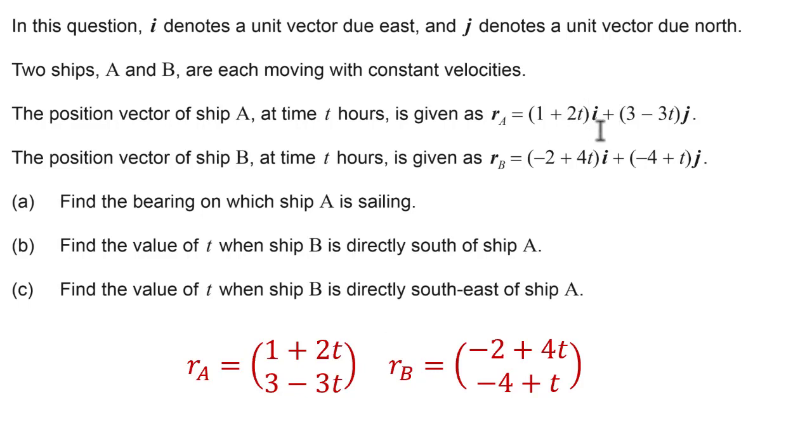Just check you understand that this means 1 plus 2t across, so I'll put it there. This means 3 minus 3t up, so I'll put it there. There is no z component, there's no altitude. So I've got the positions of 2 ships, and you should think of these as coordinates.